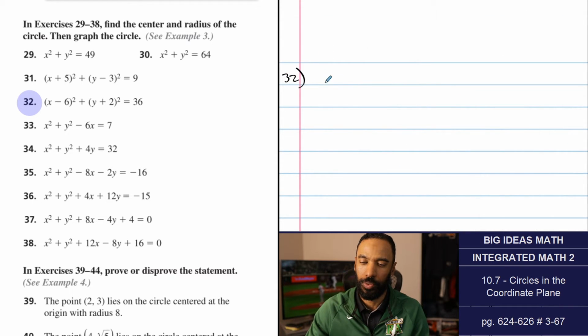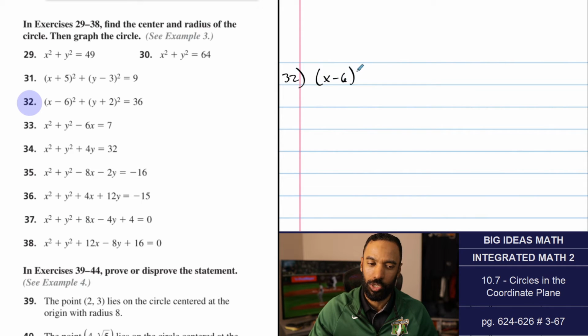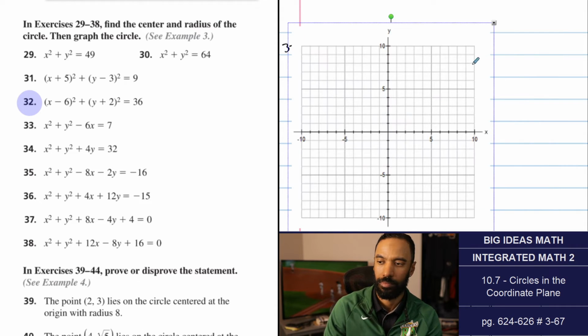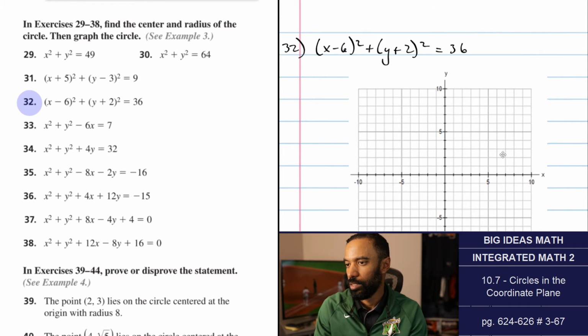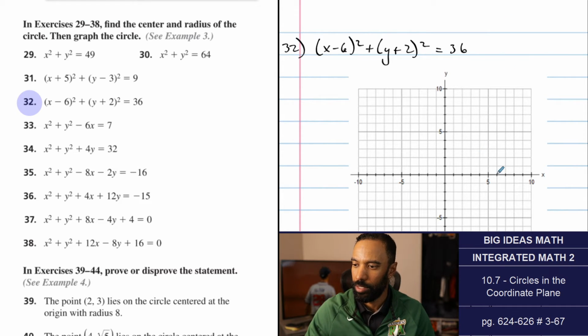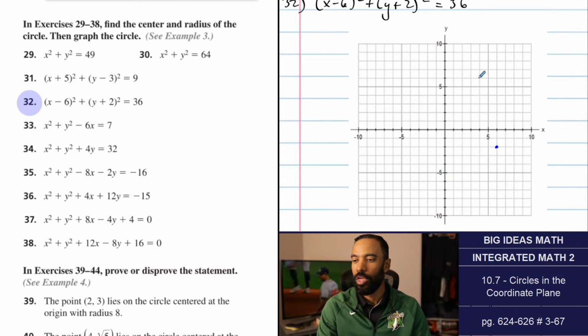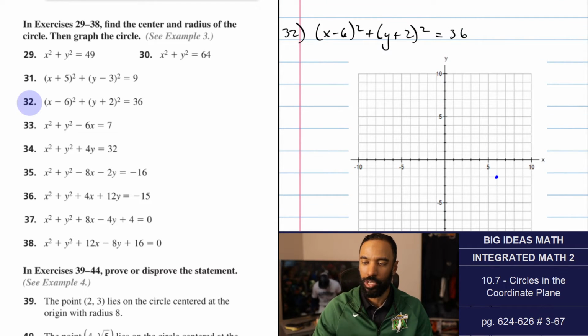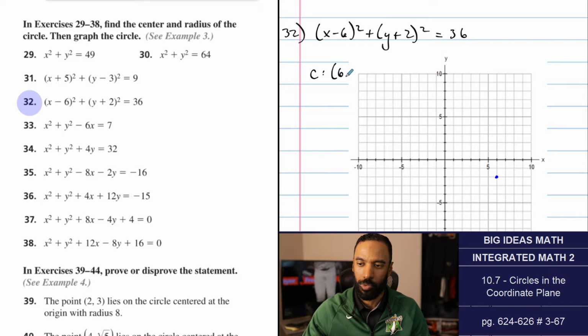So number 32, (x − 6)² + (y + 2)² = 36. Sorry, that's just the x. The (y + 2)² is going to be a negative 2. That's the center. 36. The radius, I didn't write these. The center, it really helps to write, is at (6, −2), and the radius, the square root of 36, is 6.